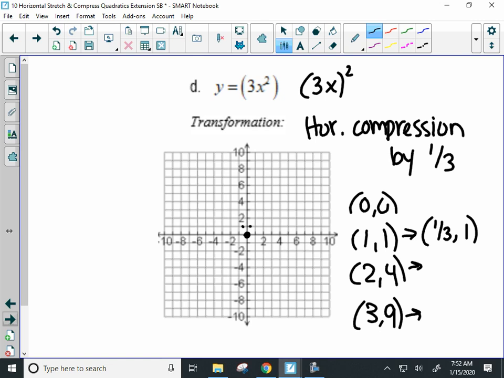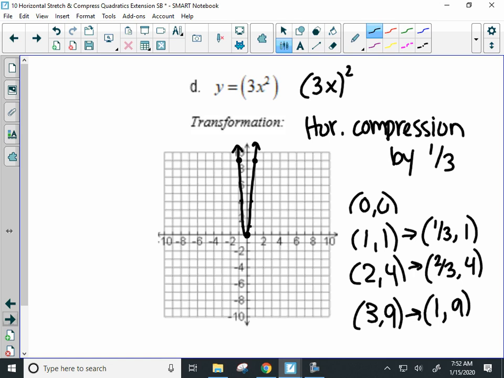2, 4. Multiply the 2 by 1/3. You get 2/3, 4. So again, still inside the 1 there. 2/3, 4, right around there. And then 3 times 1/3 is 1, 9. So go up to 9 here. And we have a really skinny graph. But that graph was horizontally compressed by 1/3.